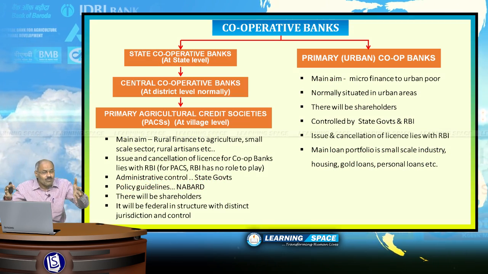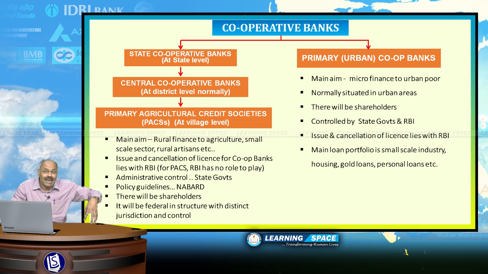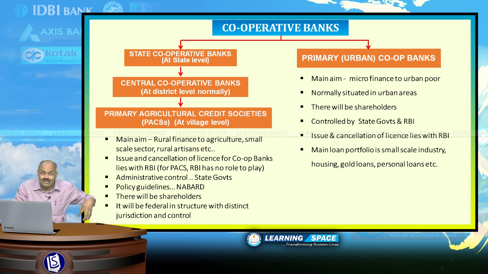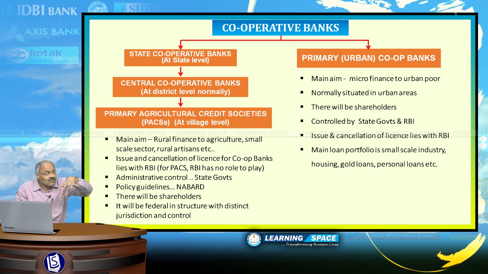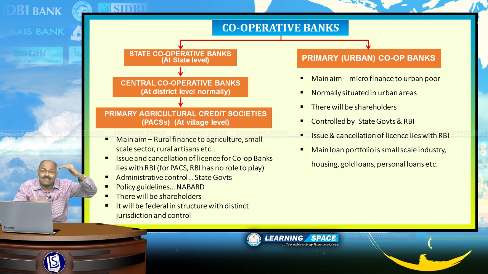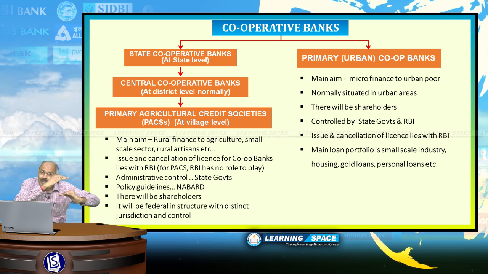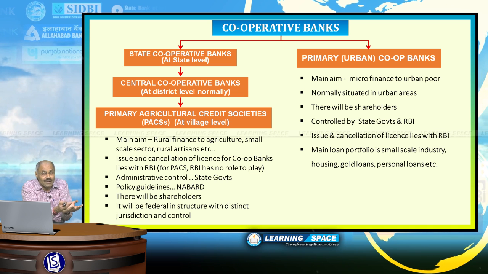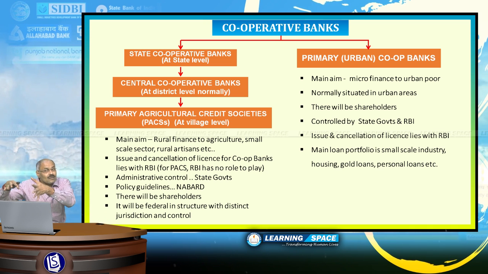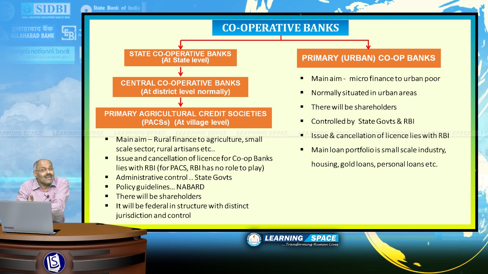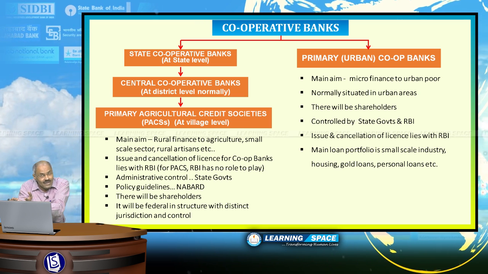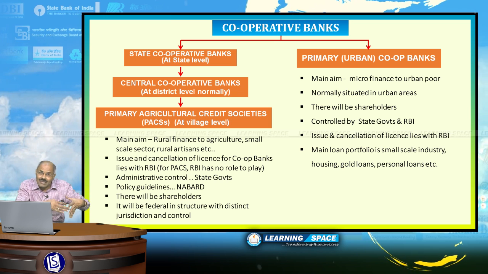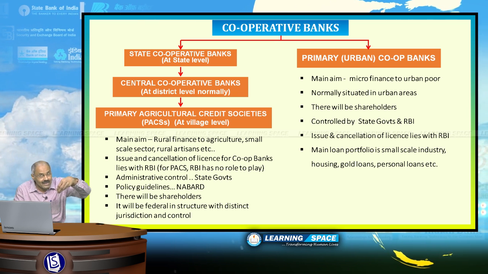And if you look at the cooperative banking structure, for long-term loans there are land development banks, which we are not going to discuss now. Land development banks are not in existence in several states, and we are going to discuss state cooperative banks, district central cooperative banks and primary cooperative credit societies. This is one structure basically for development of agriculture and rural development in rural areas. And for small value loans, that is primary or urban cooperative banks.